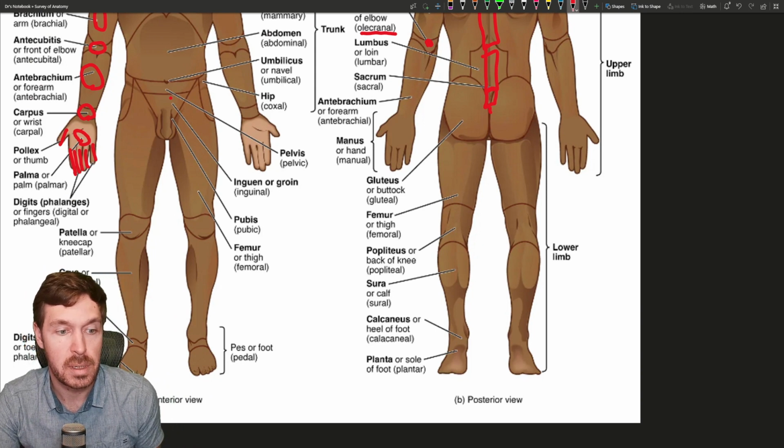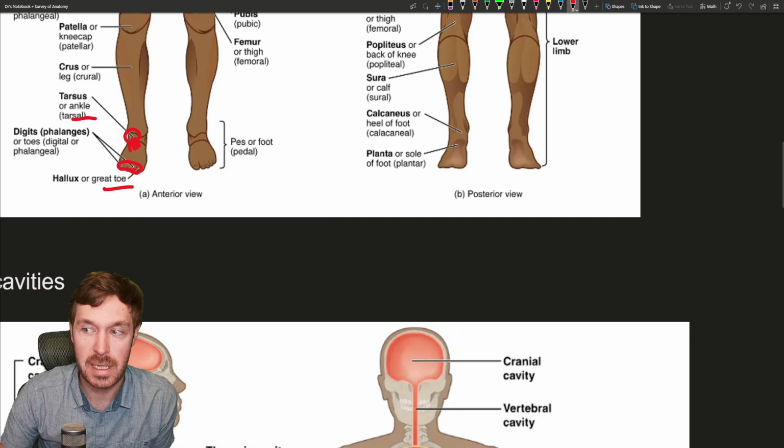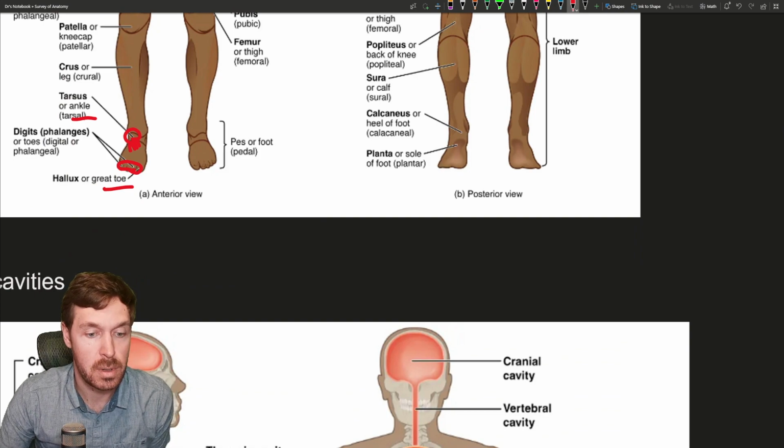Instead of carpal, now we have tarsal for the foot, and then you would have your metatarsals, and then you have your digits or phalanges down there. Big toe is then hallux. Hallux is your big toe there.